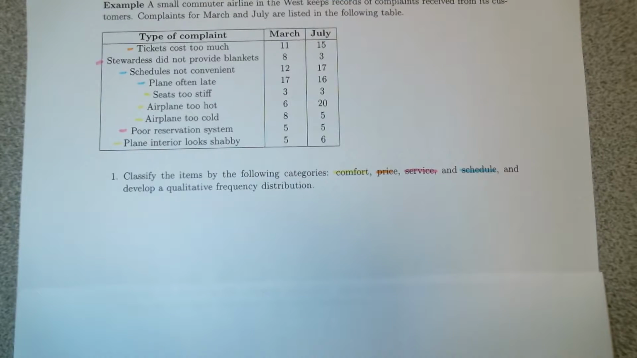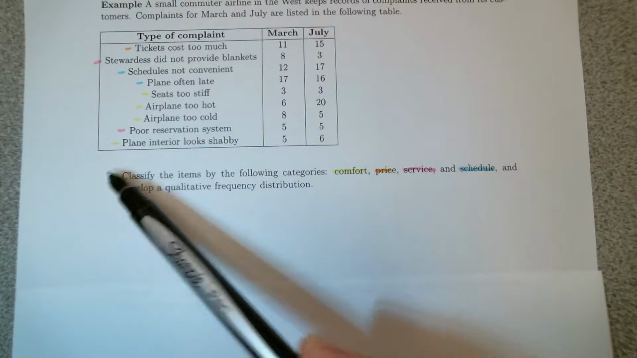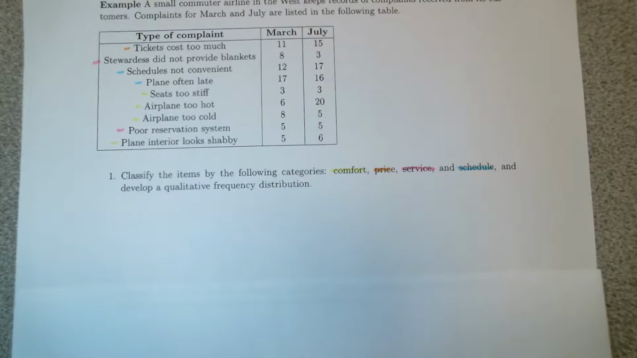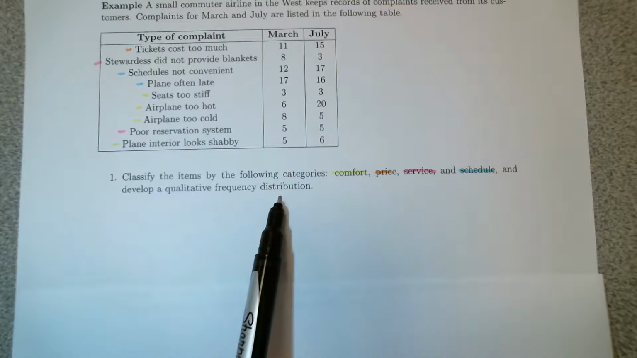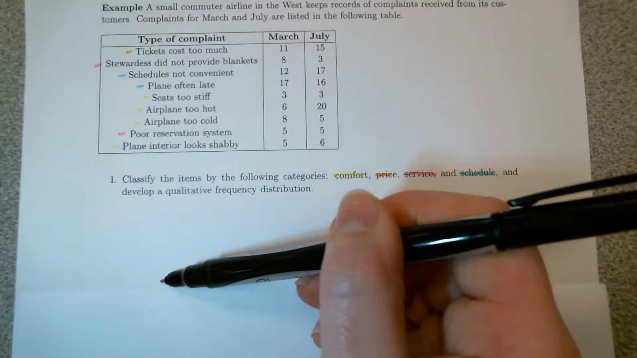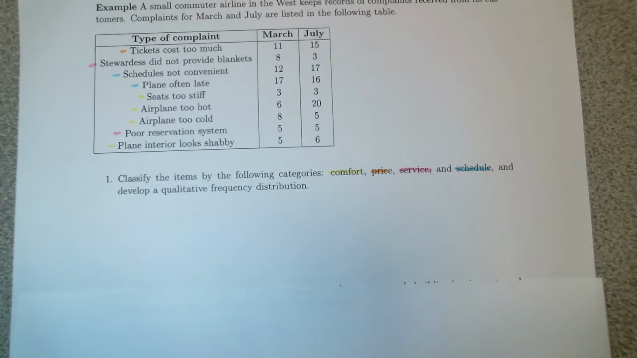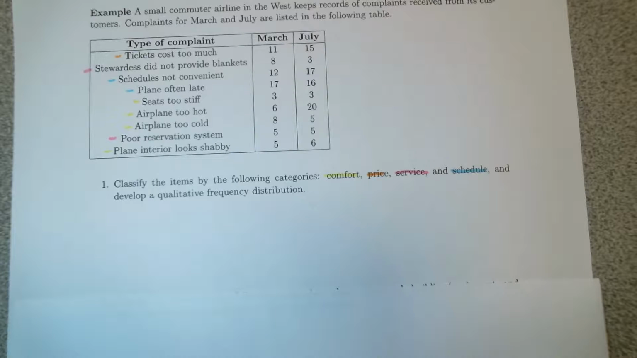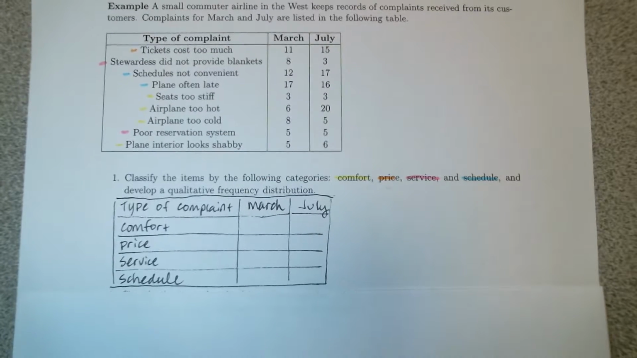Okay, so I've tagged them by color here using my highlighters, so I know which categories I'm counting as comfort, price, service, and schedule. And so what I'm going to do is make a frequency distribution. So I'm going to list our 4 categories here in one column, and then the counts for March and the counts for July. So I'm going to set up that frequency distribution. Okay, so I've set up my frequency distribution.